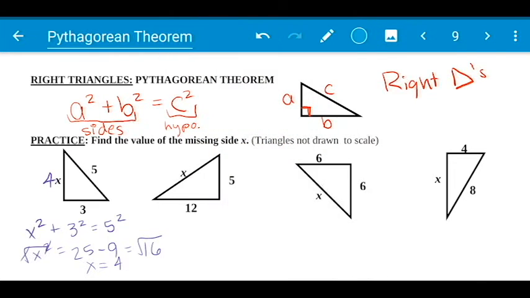All right, now let's move on to our second example. So we have a 12, a 5, and an x. 12 squared plus 5 squared equals x squared. We can simply solve this. We have 144 plus 25 equals x squared. Then we need to take the square root to cancel that square. And we're left with x equals 13.